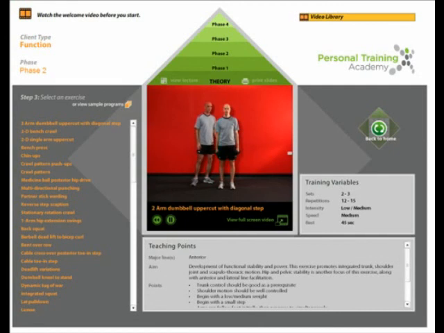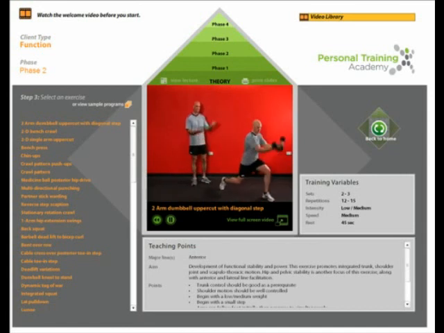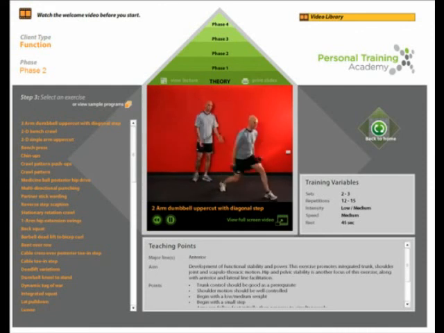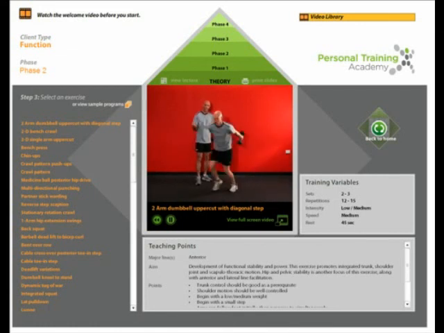The two-arm dumbbell uppercut with diagonal step is primarily for the front lines of the body. So to perform this exercise, we take a diagonal step, and at the same time, and this is crucial, the same time as we're stepping, we perform the dumbbell curl. This exercise is much, much easier if you step first and then do the curl, but it doesn't really perform what we want to do.